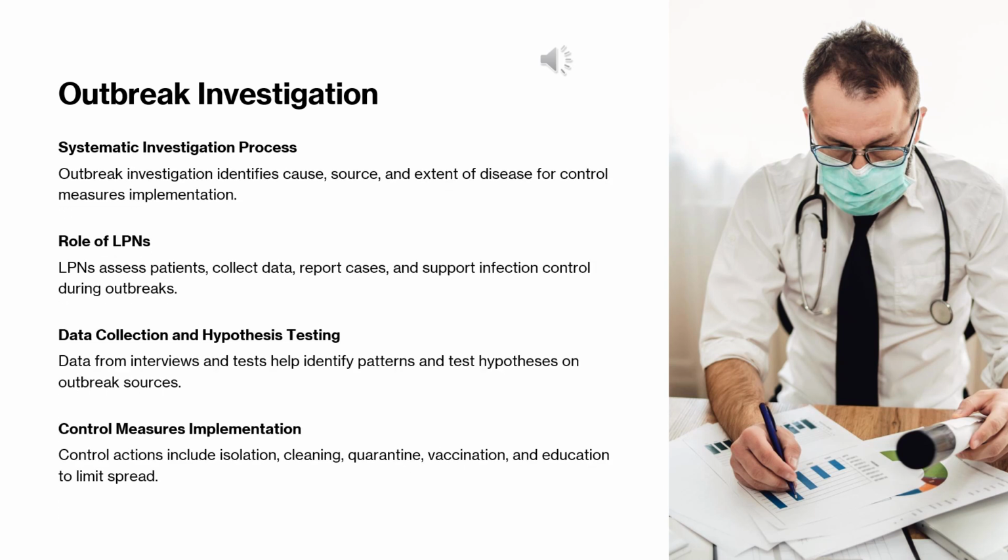An outbreak occurs when the number of cases of a disease is higher than expected in a particular place or time. Public health teams follow a systematic investigation process to identify the source, stop transmission, and prevent future cases. LPNs play an important role by recognizing unusual patterns, reporting cases, and helping implement control measures. Before an investigation begins, public health professionals confirm the number of cases is greater than normal. This is done by reviewing surveillance data, comparing current cases to baseline levels, and confirming diagnosis with labs or clinical assessments.